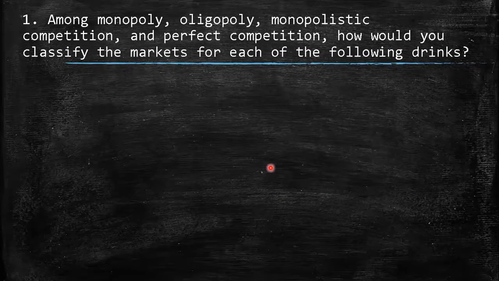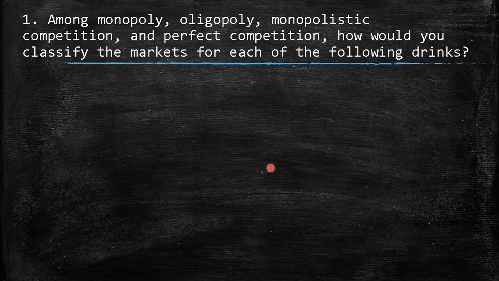So the first question says, among monopoly, oligopoly, monopolistic competition, and perfect competition, how would you classify the markets for each of the following drinks? Basically, we have already seen the basic characteristics among those markets, so at that time we can classify them according to the different groups that we already mentioned. So the first one is about tap water.